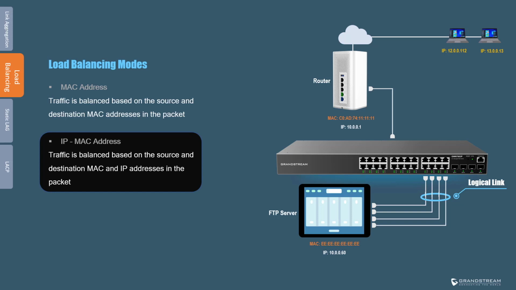Plus, the server they're trying to access has one MAC address. So in situations like this, it is useful to use IP MAC address load balancing mode because we want the switch to use the unique IP address of the remote workers when deciding how to balance the traffic load on the links. Otherwise, with MAC address mode only in this scenario, the traffic will always be carried over the same physical link because the source and destination MAC addresses are always the same.